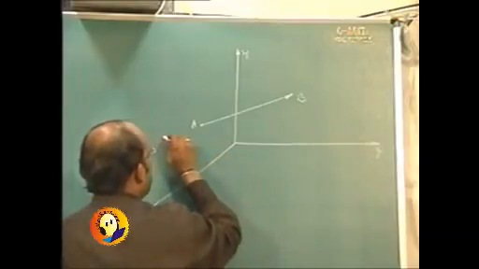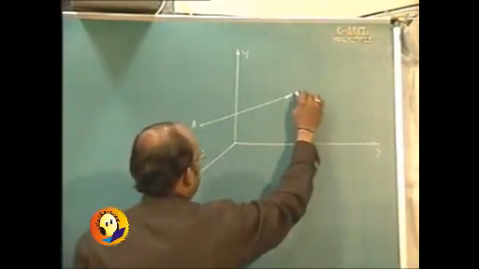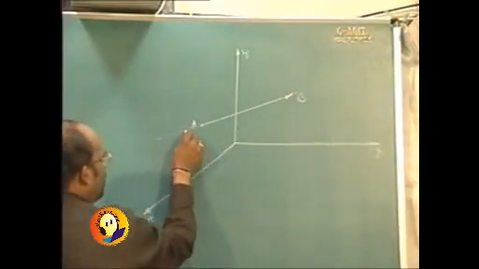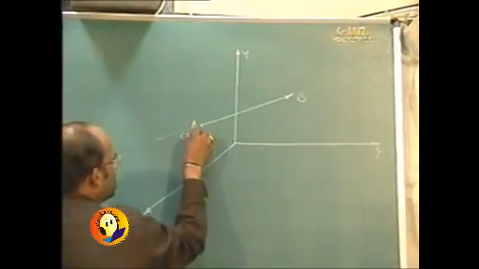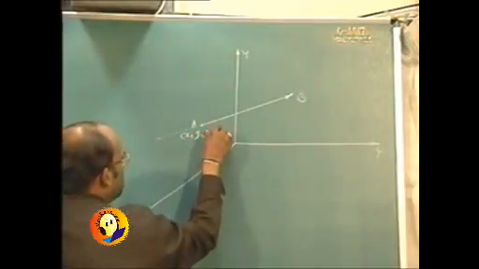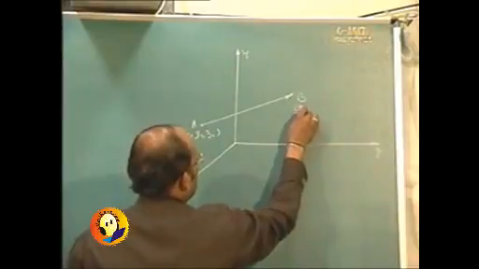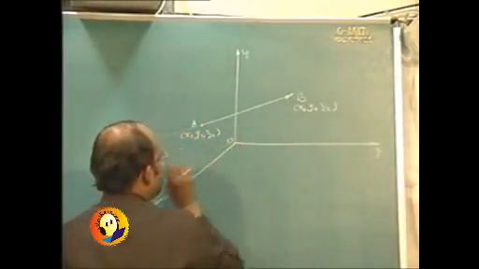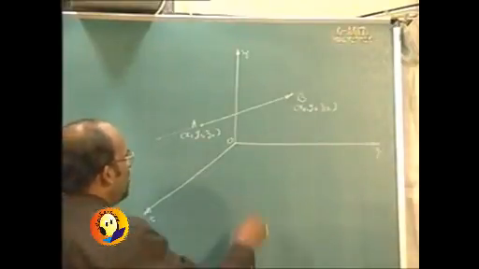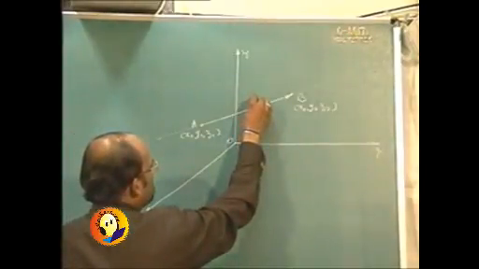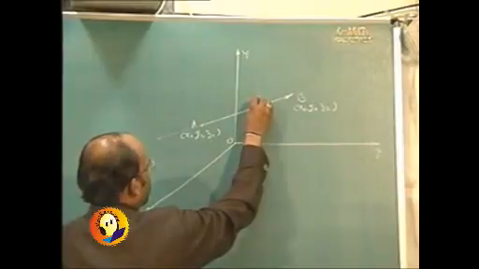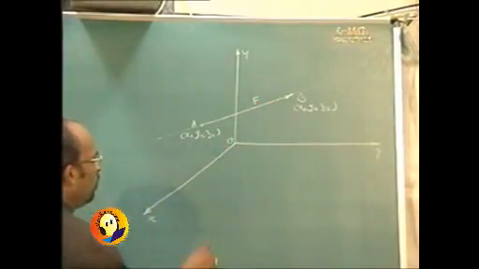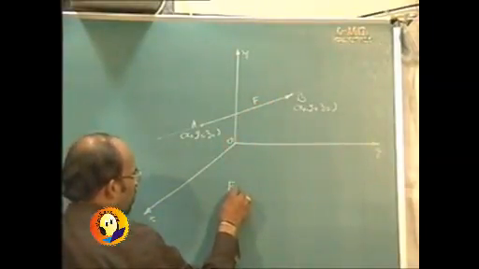So force AB bar is acting along line AB, and if the coordinates of point A are x1, y1, z1, and that of point B are x2, y2, z2, this is the origin, and the magnitude of force is say F, then force AB is to be found out.